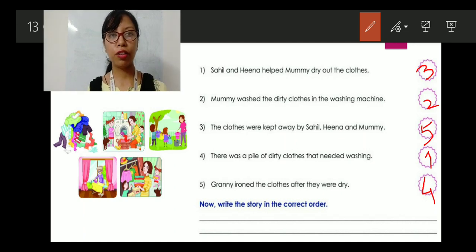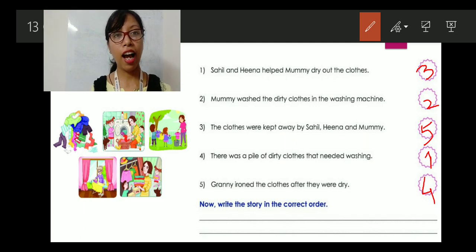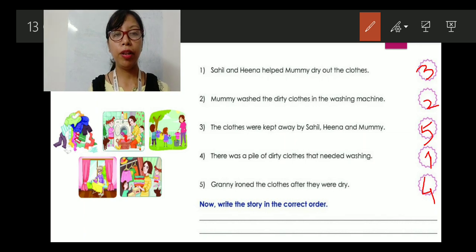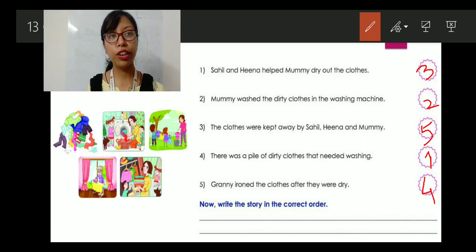Now this is how you are going to put the numbers accordingly, and after putting the numbers in the correct order, below there is written, now write the story in the correct order. So you have to write the story, the lines and the space are given. In that space you have to write the story accordingly, along with the pictures.